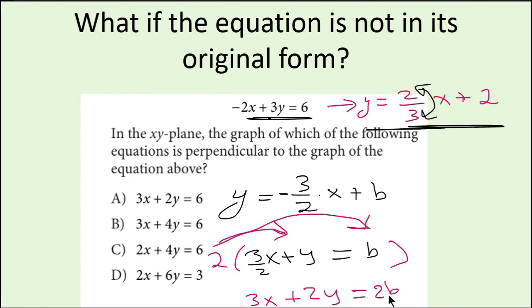So 2b. Now again, do we care about this? We don't care. It's just a constant number. The answer that contains 3 times x plus 2 times y is the correct answer. Well, in our case, it's A, right? So this is the way we find the equation of a line that is perpendicular to some other line.